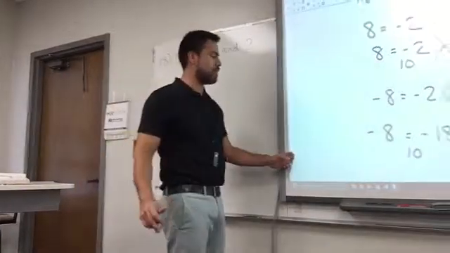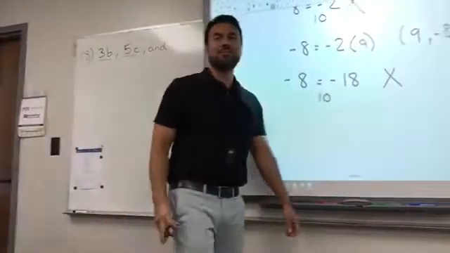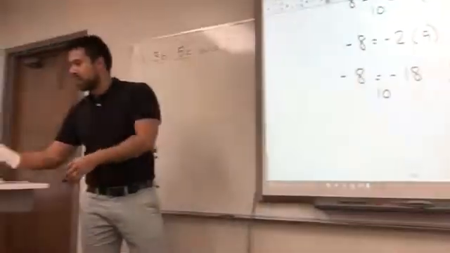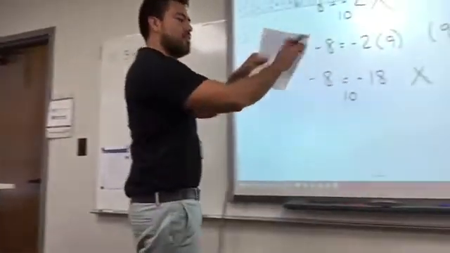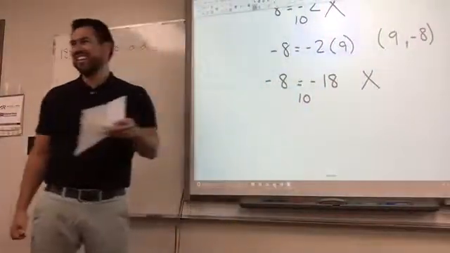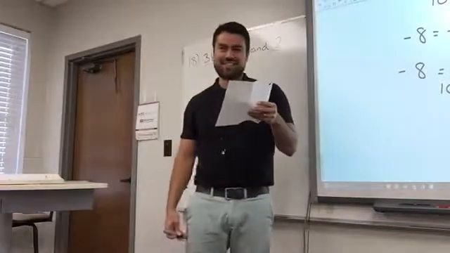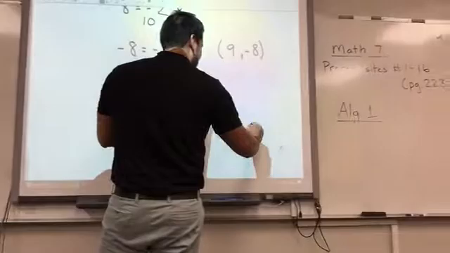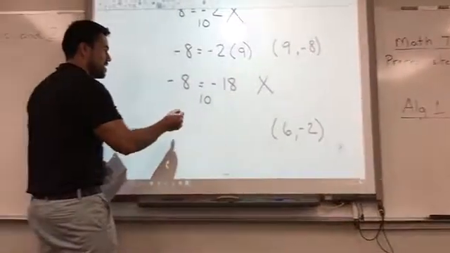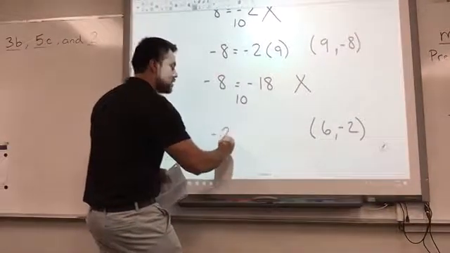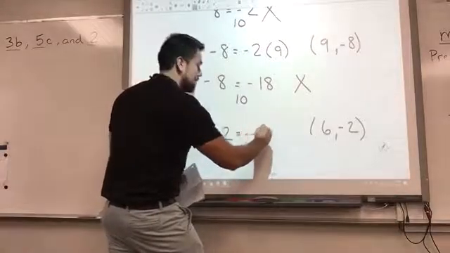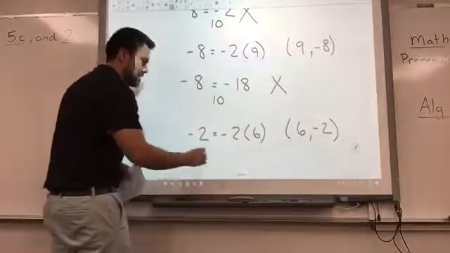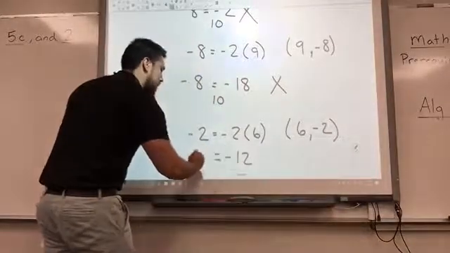Let's do one more point. Give me another point from the list here. That's okay. Maggie. 6, negative 2. Fine. 6, negative 2. All right, let's see here. Third time's the charm. Negative 2 equals negative 2 times 6. Okay, ready? What's negative 2 times 6? Oh my goodness, you gotta be kidding me.